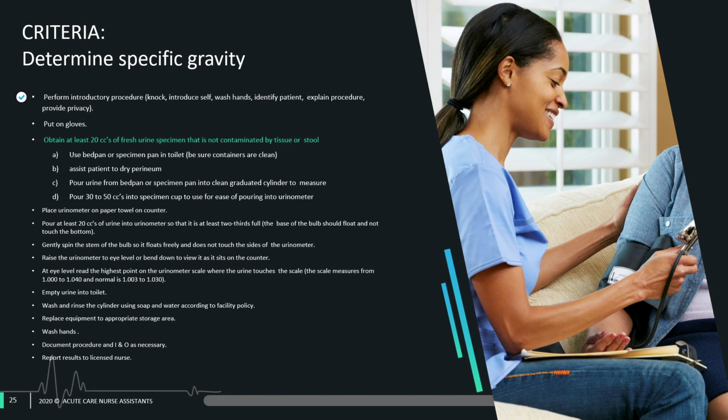The scale measures from 1 to 1.040 and normal is 1.003 to 1.030. Empty urine into toilet. Wash and rinse the cylinder using soap and water according to facility policy. Replace equipment to appropriate storage area.